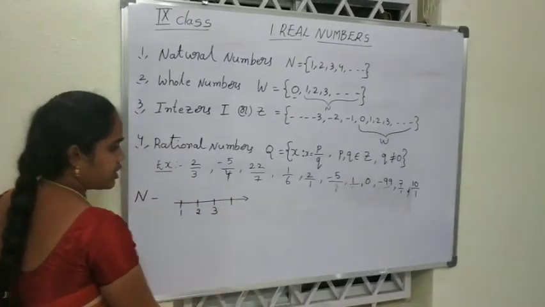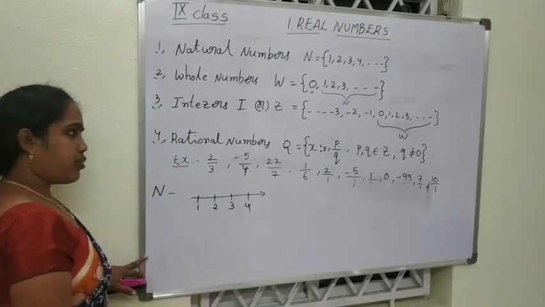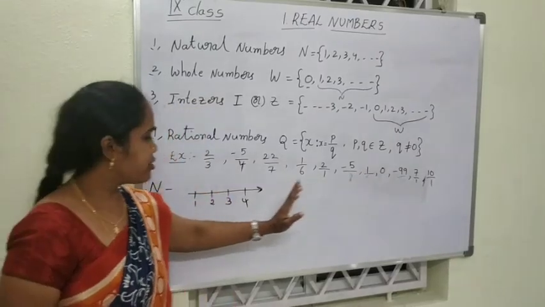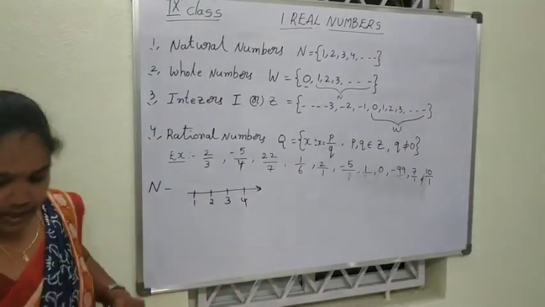Third mark as 3. Fourth mark as 4. So here we kept an arrow mark, no? So that's why we can write as you wish. Okay. After that, these are natural numbers.